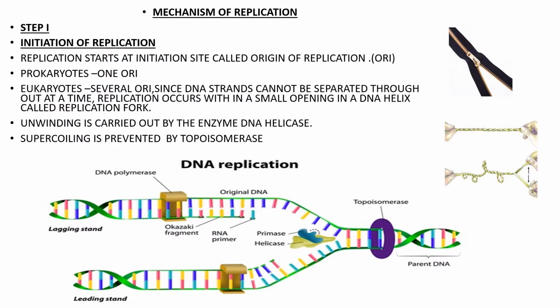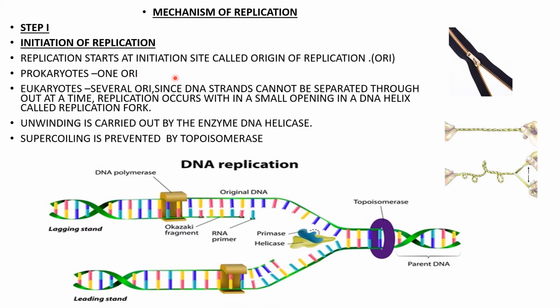Now the first step in the mechanism of replication is the initiation of replication. The replication starts with unwinding of the DNA double helical structure. And the DNA replication starts at the initiation site and we call that site the ori of replication, the ORI region.